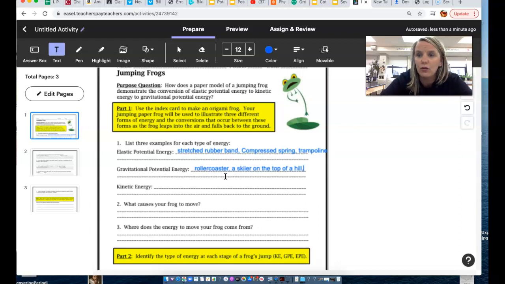How about water in a waterfall, right? Water in a waterfall is at the top of the waterfall at one point, and then it falls down due to gravity. There's gravitational potential energy when it's at the top of the waterfall, and it changes into kinetic energy as it falls. Whoa, that's kind of overlapping, isn't it? Click down here.